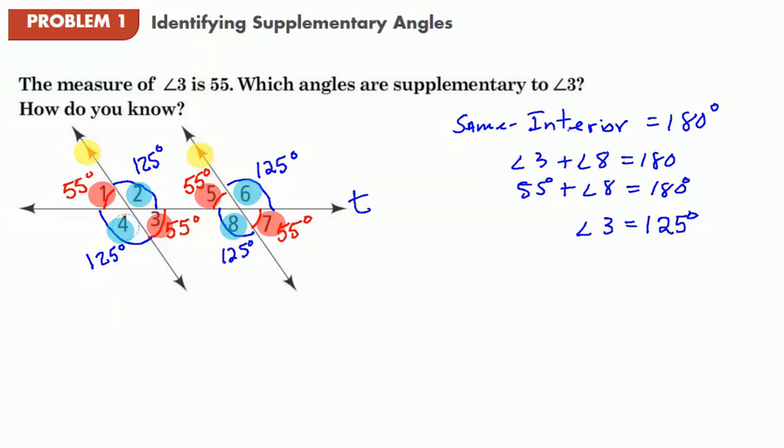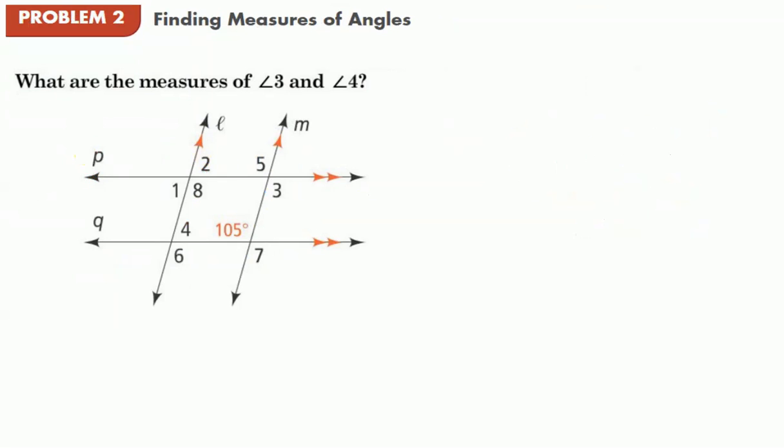All right, let's move on to problem number 2. For problem 2, identify measures of angles. What are the measures of 3 and 4? So they want us to find these angles. I say let's find all the angles.